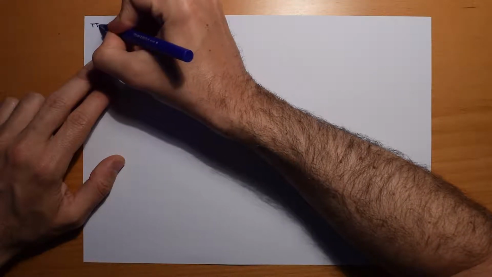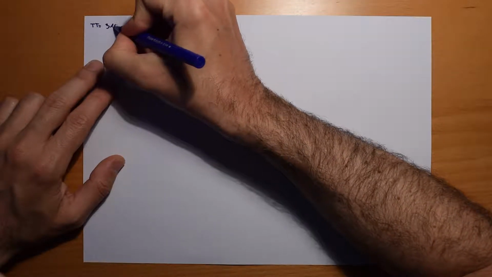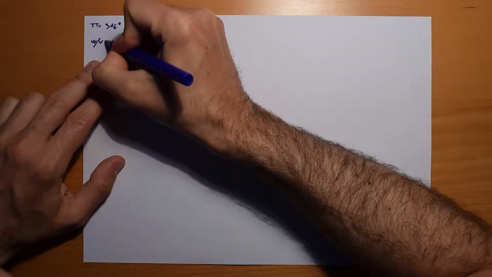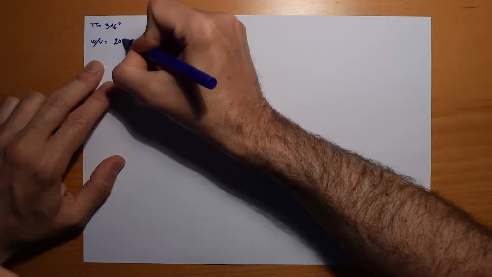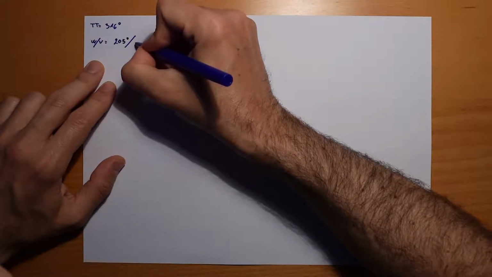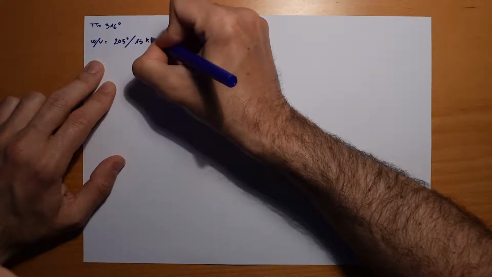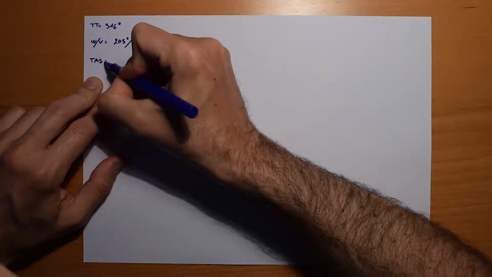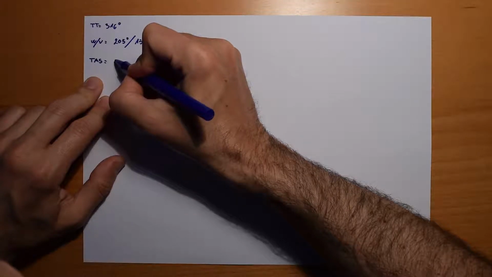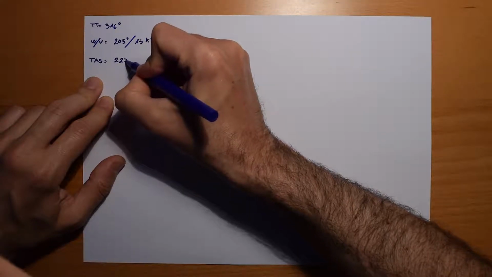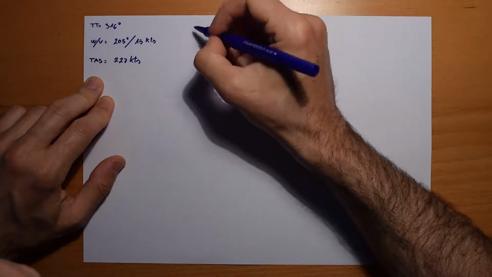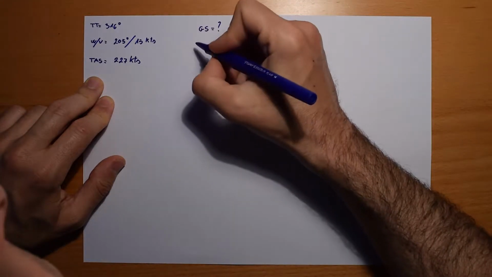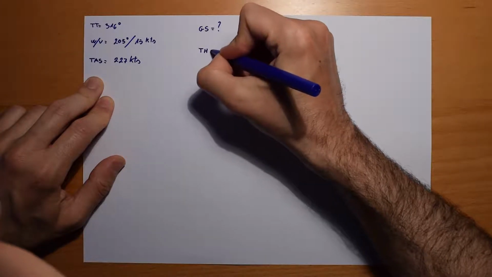True track 360 degree, wind vector 205 degree and 50 knots is the intensity of the wind, and then true airspeed. True airspeed, let's say 227 knots. And we are asked to find out ground speed and our true heading.